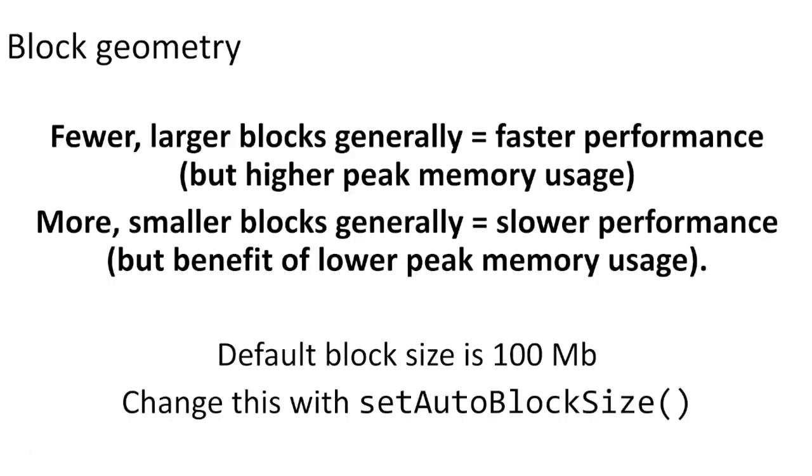Block processing is at the heart of much of the DelayedArray framework. As a general rule, fewer and larger blocks generally means faster performance, but higher peak memory usage. Using more, smaller blocks will generally result in slower performance, but with the benefit of lower peak memory usage. The default block size is 100 megabytes, which can be changed with the setAutoBlockSize function. Increasing the automatic block size is often among the easiest ways to speed up a DelayedArray-backed analysis.